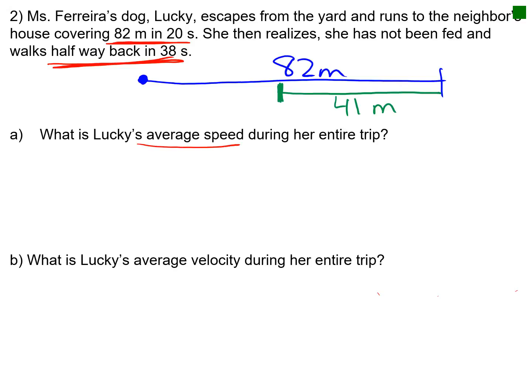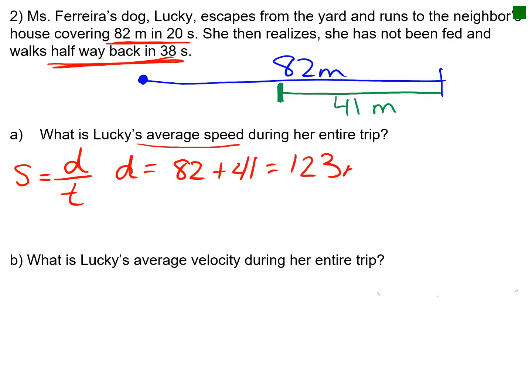All right, so the first part that I need to solve is her average speed. Remember that speed is distance divided by time. The distance that Lucky traveled was 82 plus 41, so that was 123 meters. And the time is the total time for her to go 82 plus 41, so that's the 20 seconds plus the 38 seconds, which gives us 58 seconds.